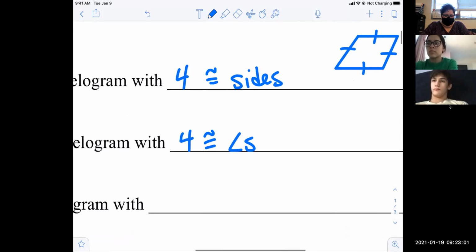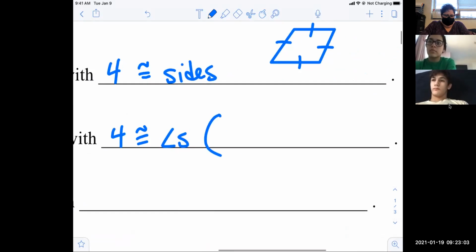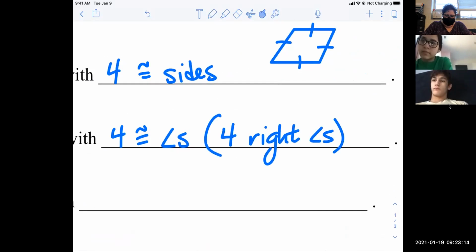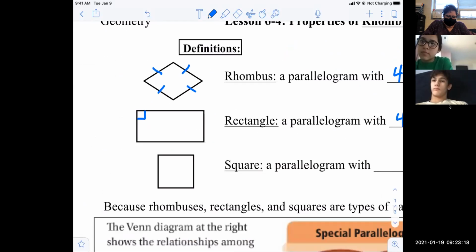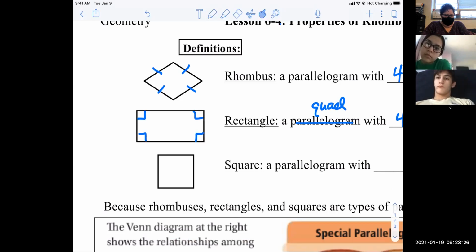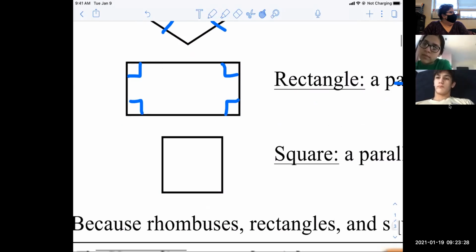And since they're congruent, they're also what? What kind of angles will those be? Right angles. I actually don't remember which way they said it in your book, but okay, a rectangle, if I just did that, why would I not have to tell you it's a parallelogram? Why would I be allowed to just say quad and it would be sufficient? How would you know that that's a parallelogram?